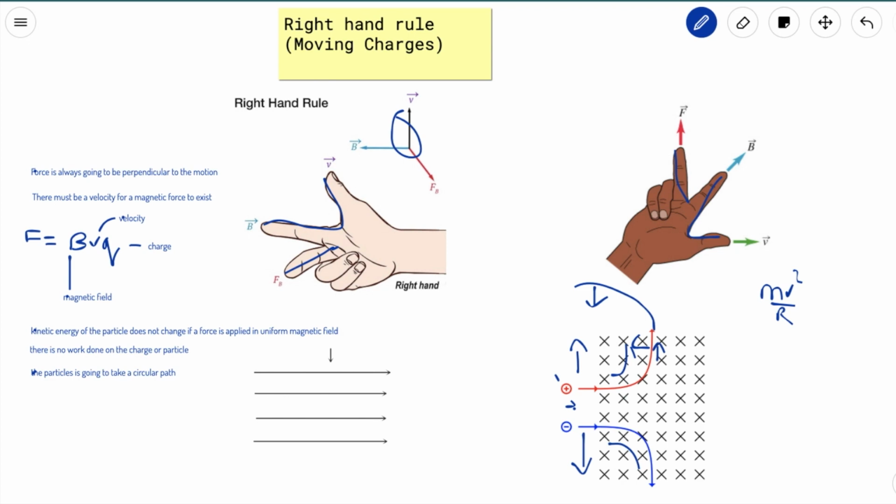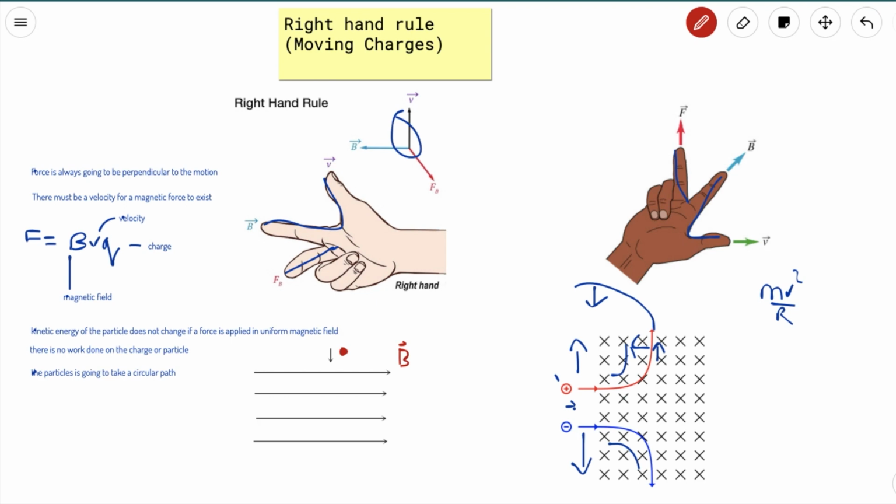So let's do another one over here. Let's say this is a positive charge. Just imagine that's a positive charge. And these are the magnetic field, which is always going to be B with a vector symbol. So these lines are the magnetic field.